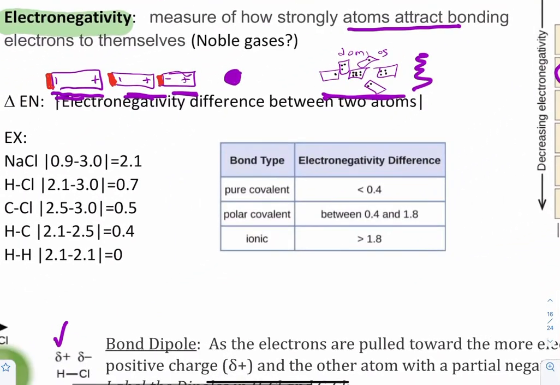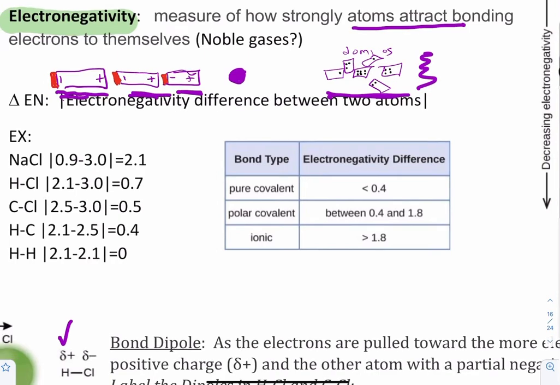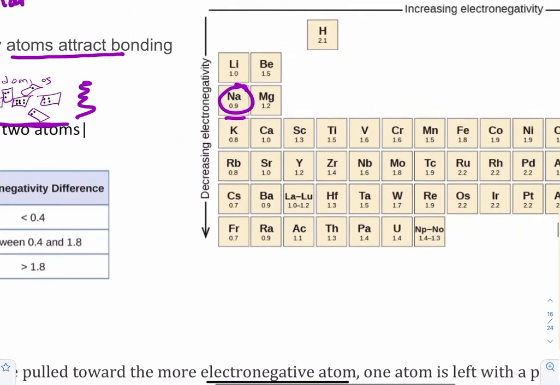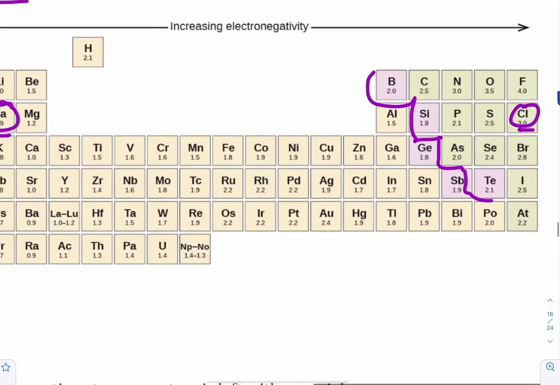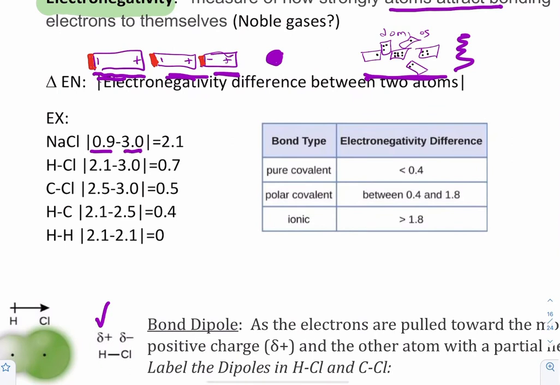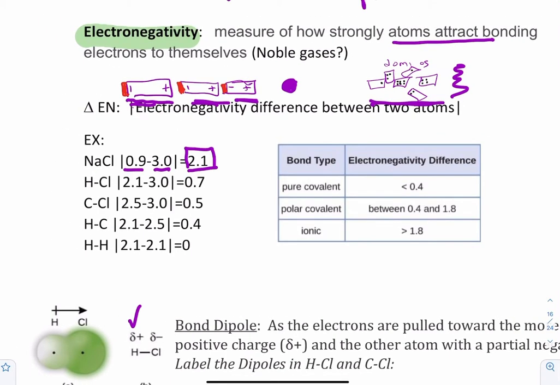So we're going to zoom in right over here. That NaCl I just circled, if you look at where its value is on the chart, over here sodium is 0.9, and over here chlorine is 3.0. So we just go ahead and say 3.0 minus 0.9. It's just absolute value. That difference is 2.1. So he said, okay, here's our scale. If we're ionic, you're going to be greater than 1.8.